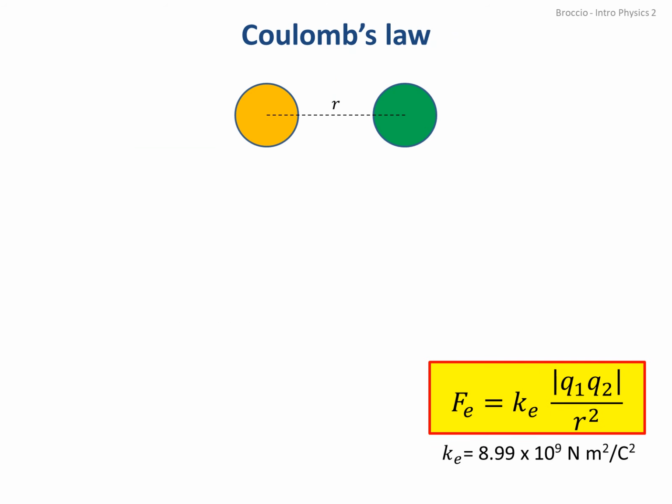For example, take 2 charges with opposite signs. The orange charge is attracted by the green charge, and the green charge is attracted back by the orange charge, so the forces look like this. The expression is symmetric because it involves the product of the absolute values of the charges and their mutual distance. The forces are equal and opposite, satisfying Newton's third law.